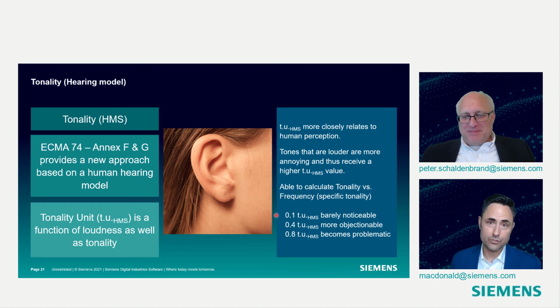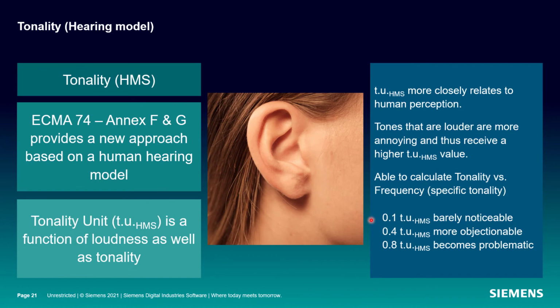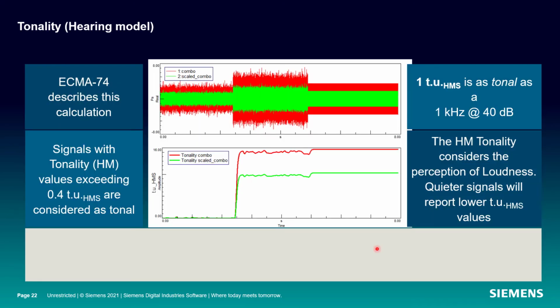So some threshold values you want to familiarize yourself with: TU-HMS. 0.1 TU-HMS is where the tone should be barely noticeable. Maybe if you're an inexperienced listener, you may not hear a tone there at all. 0.4 TU-HMS is where a tone will be noticeable and will start to become objectionable. Okay, so it's sort of a go, no go. And then 0.8 is where you have an obvious tonal problem and it really becomes problematic. Okay, so keep those threshold values in the back of your mind as we talk.